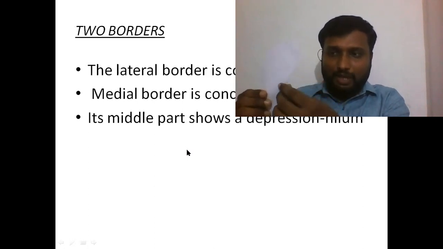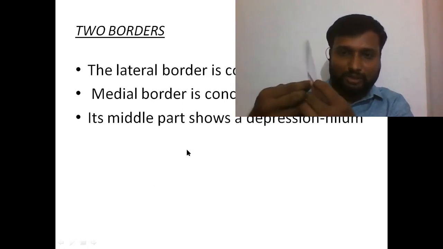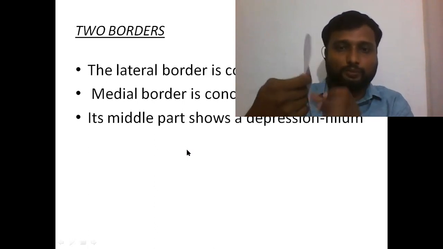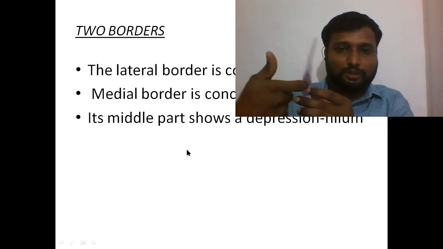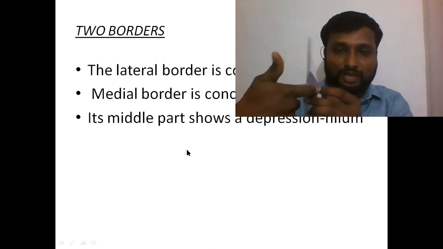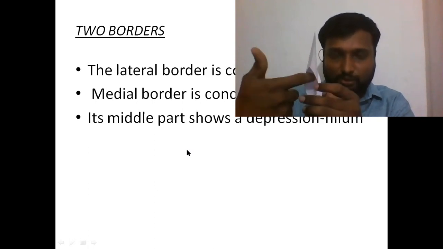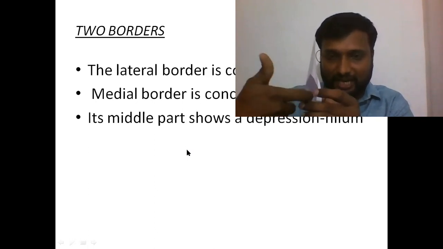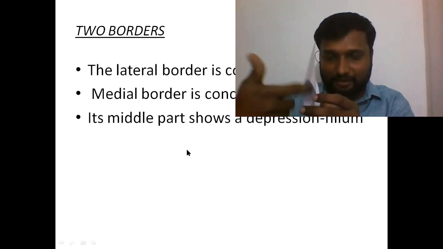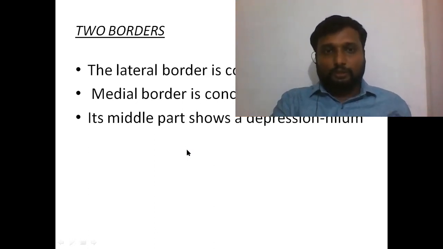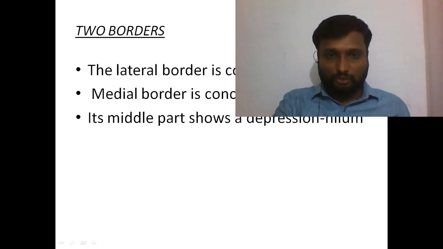This hilum leads into a space. Now you can see a space here. This space which is seen inside the kidney is known as the renal sinus. Sinus means space. So this space seen inside the kidney is the renal sinus. So, two borders: the lateral border, which is convex, and the medial border, which is concave, and the depression seen on the medial border is the hilum.